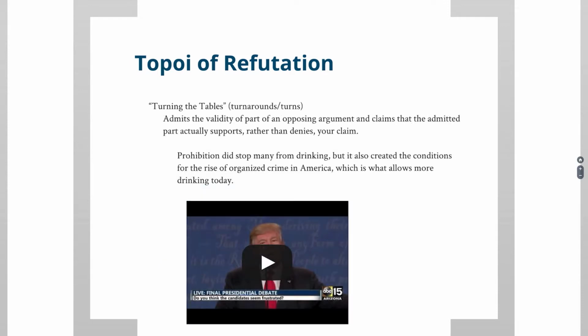Another tactic of refutation is to turn the tables. Turning the tables, sometimes called the turnaround, is a strategy in which you admit the validity of part of the argument and claim that it actually supports your point. So this is an example. It's a little bit of an advanced tactic. You might think back to the presidential debates.